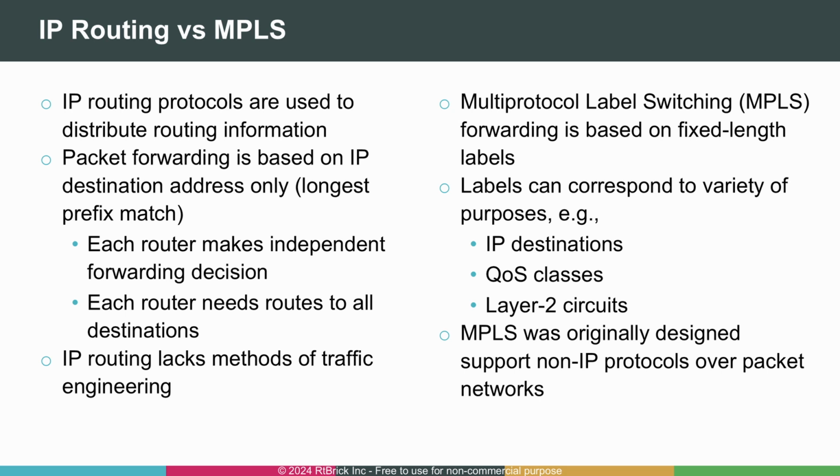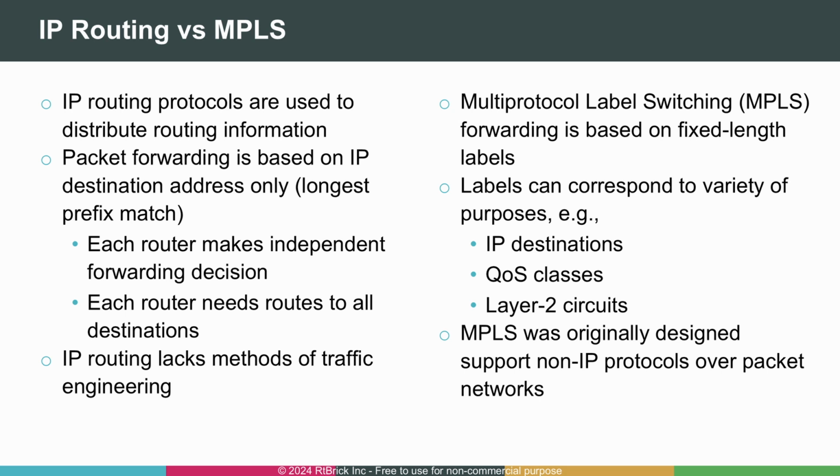MPLS. Traditional IP routing also has its limitations. First, each router independently makes forwarding decisions based on its local routing table, known as the hop-by-hop paradigm. This limits centralized control over the end-to-end path, complicating traffic engineering because routers only control the next hop and have no visibility into the entire route. Additionally, new protocols or applications often require extensions to traditional routing protocols.